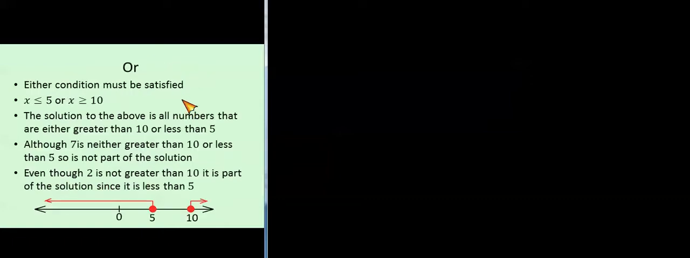Or, with or, either condition must be satisfied. Here, x is less than 5 or greater than or equal to 10. The solution is any number that's either greater than 10 or less than 5. 100 is greater than 10. It's part of the solution. 0 is less than 5. It's part of the solution.